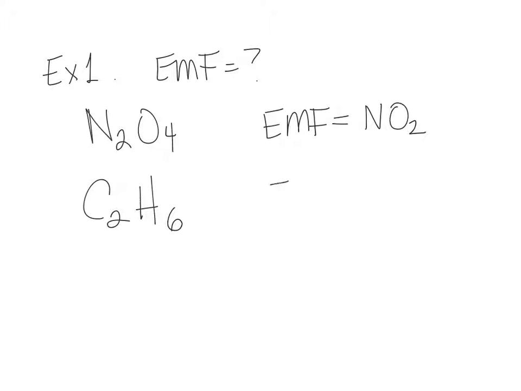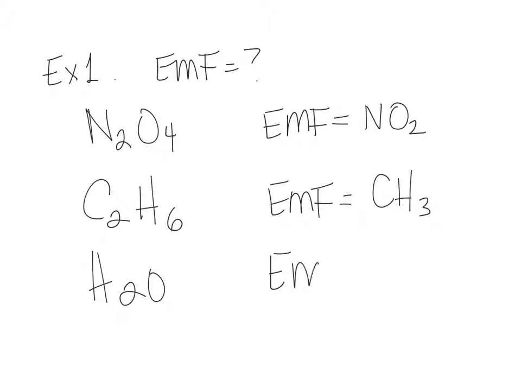How about C2H6? What's the empirical formula there? Mazzoni? CH3. CH3. 1 carbon, 3 hydrogens. How about H2O? So what would be the empirical formula? H2O. So in this case, your empirical formula and your molecular formula are the same. So this is your molecular formula. Sometimes your empirical formula will be the same as your molecular formula. And we're going to figure out how to determine that.